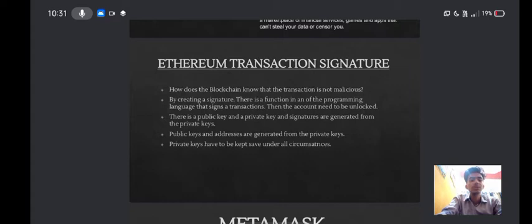So there is a public key and a private key, and signatures are generated from the private keys, and public keys and addresses are generated from private keys. Private keys have to be kept safe under all circumstances, because the private key is the most important aspect among all of these in transactions.